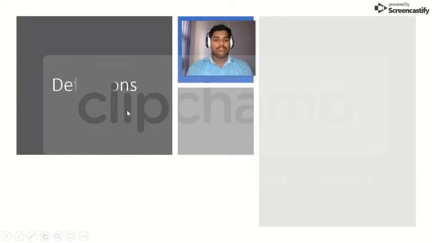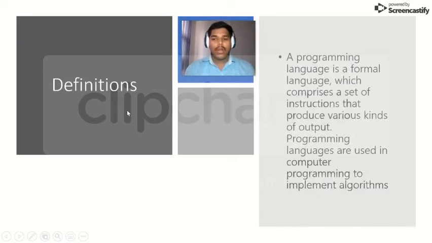Now, some definitions. A programming language is a formal language which comprises a set of instructions that we have already talked about that produce various kinds of output. Again, programming languages are used in computer programming to implement algorithms. Same.